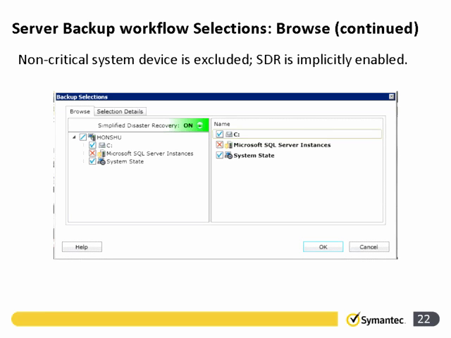I can exclude non-critical system devices and still have Simplified Disaster Recovery enabled, and that's what this screenshot is showing you, that we are still backing up the C drive and system state. However, we are not backing up SQL in this particular job. I would probably have another backup definition that would be backing up SQL, and I would do 2 separate restores.